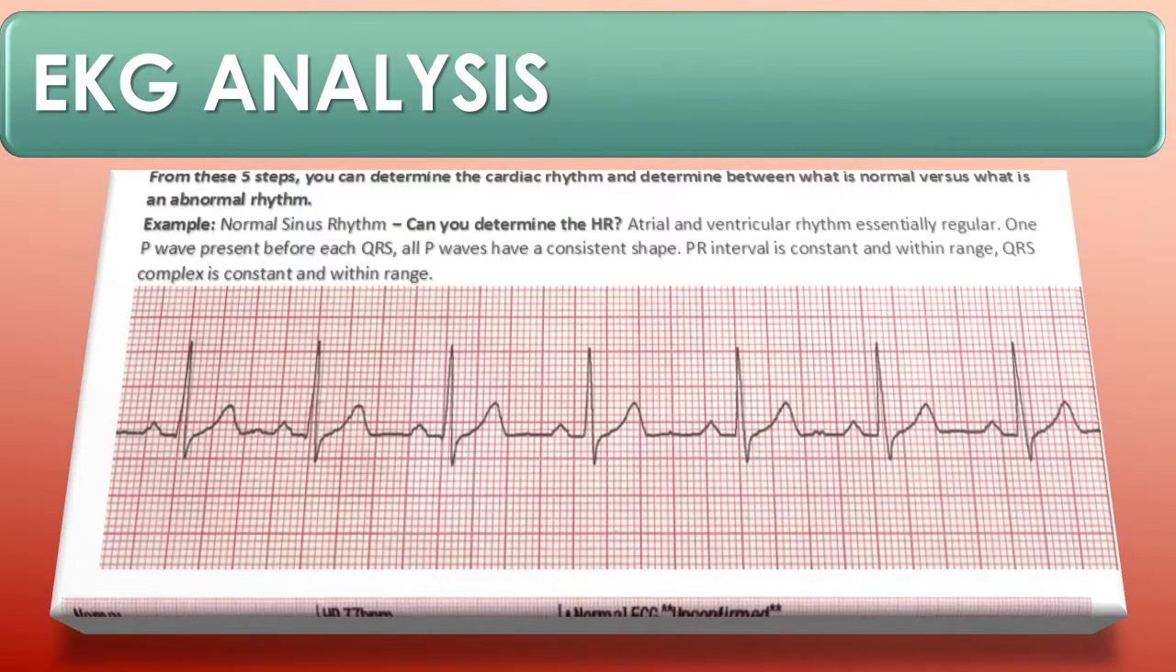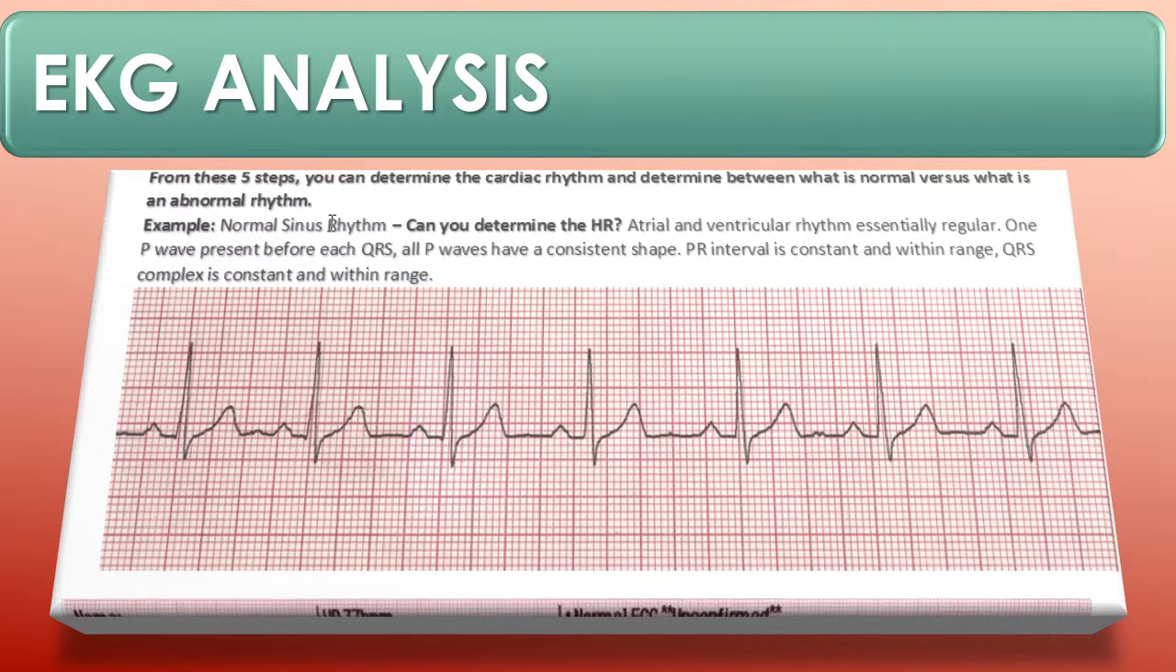Let's look at a normal sinus rhythm here as an example. Can you tell the heart rate? Are you able to use one of the methods that we talked about to determine the heart rate? Another thing you can do is look and see that the atrial ventricular rhythm is essentially regular, and there's one P wave preceding each QRS complex, and all the P waves are consistent in shape. The PR interval is constant and within range, and the QRS complex is constant and also within range.